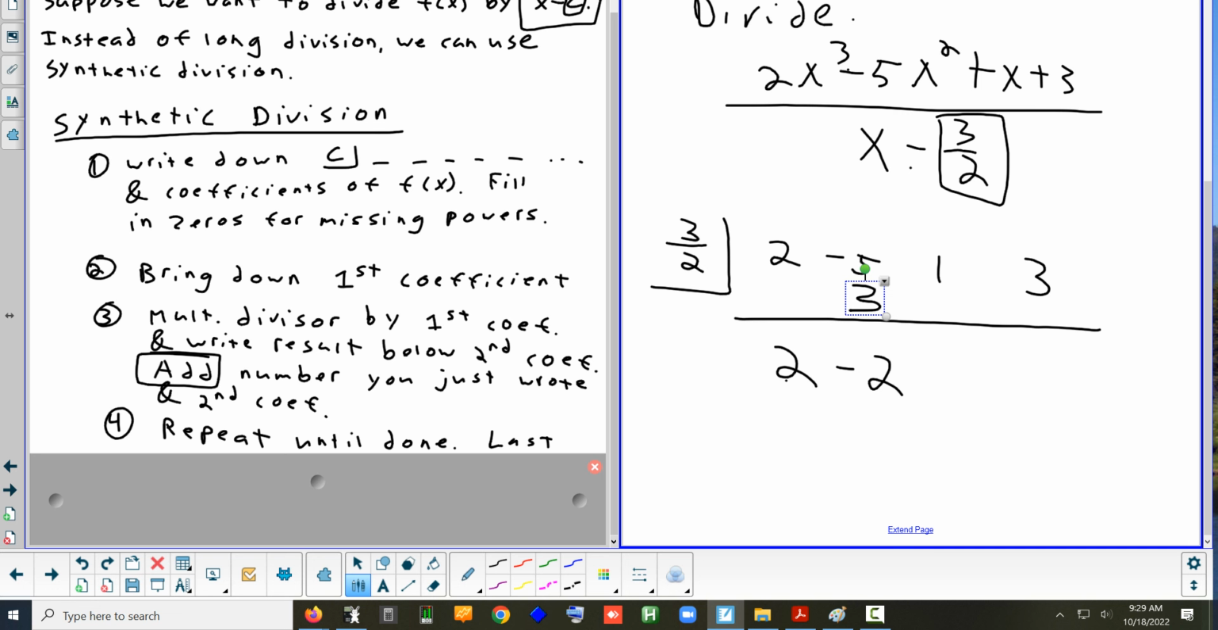So now multiply 3 over 2 times negative 2. What's 3 over 2 times negative 2? Negative what? -3. -3. Put that in the next column. Add those up. What's 1 plus -3? -2. What's 3 over 2 times -2? -3. And what's 3 minus 3? 0. This is the answer to the problem.